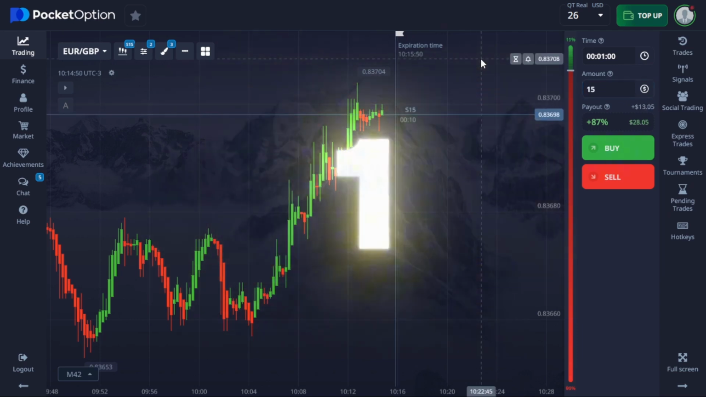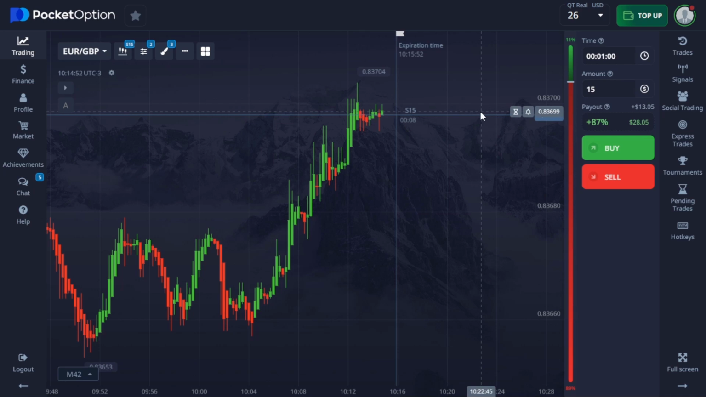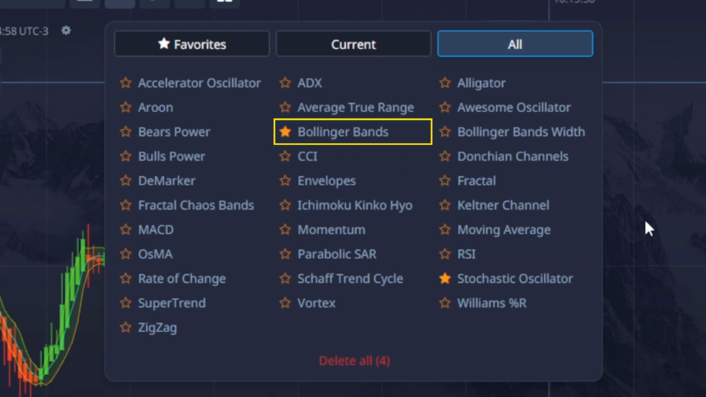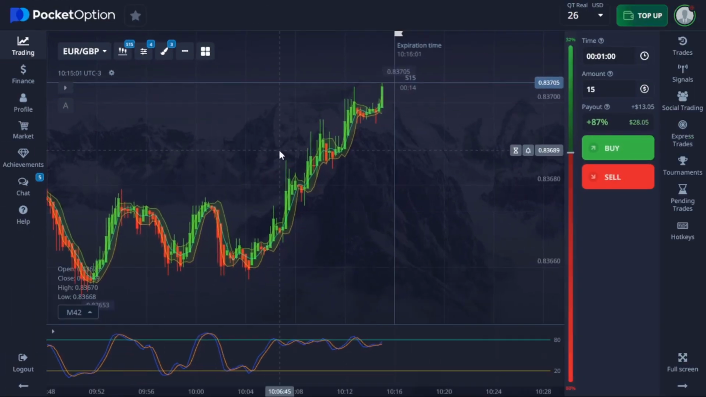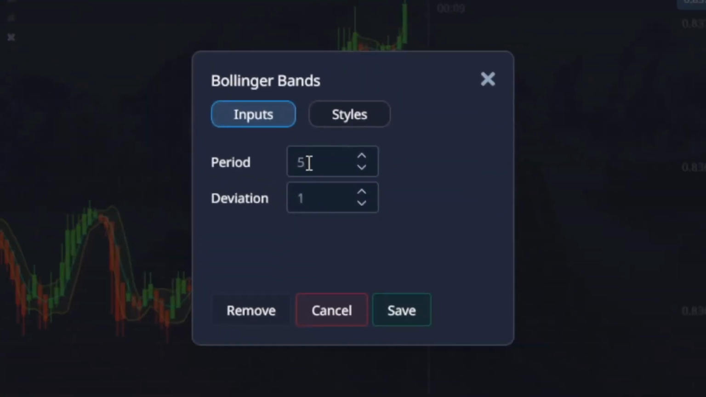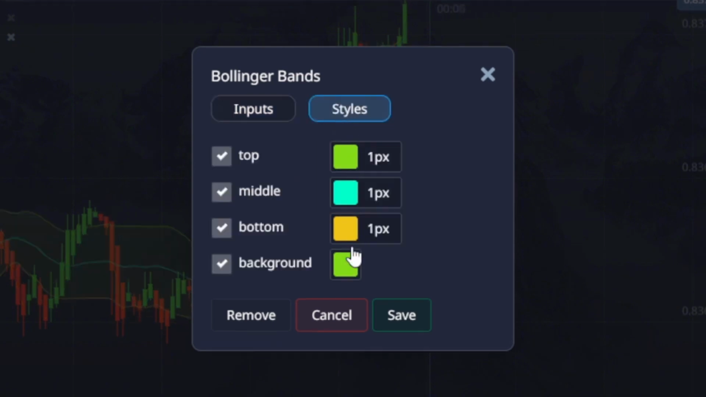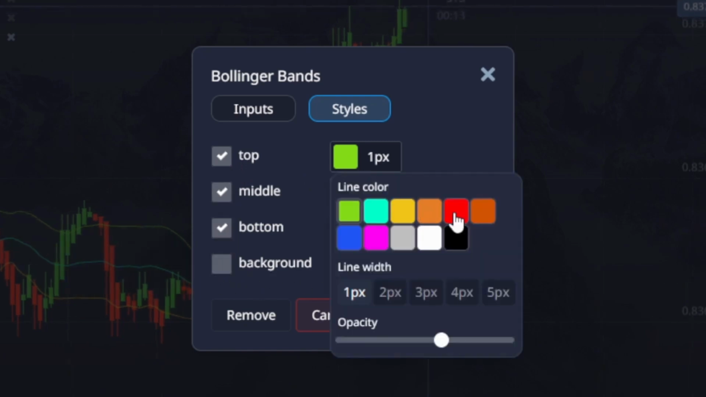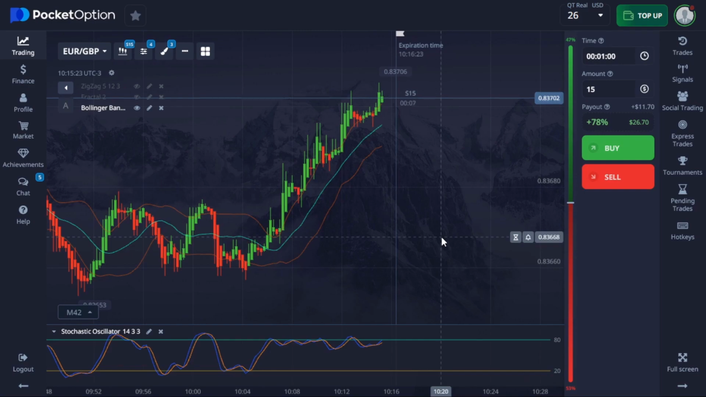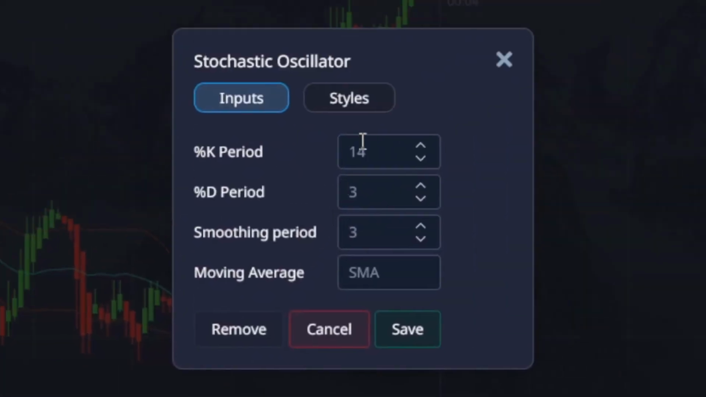We'll be adding Stochastic Oscillator and Bollinger Bands. Okay, click on Bollinger Bands, and now we'll start setting them. We're going to set this with 20 periods, one deviation, and the colors, guys, are up to you. Just select the best for you, and I'll select the background and orange for this. And now on the Stochastic Oscillator, I will set it up with 14, 3, 3 and the style with that one.